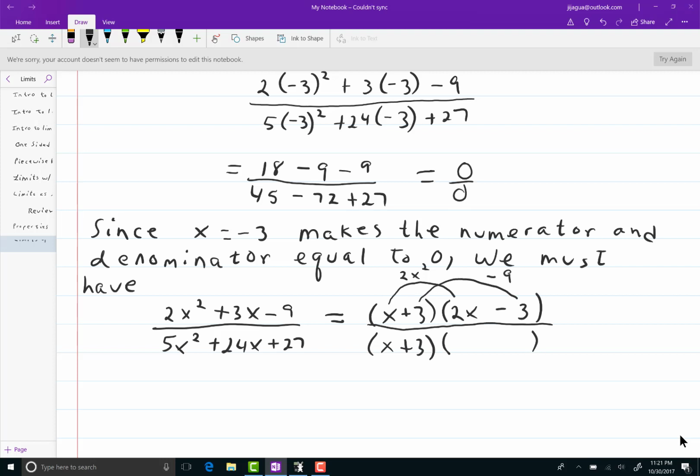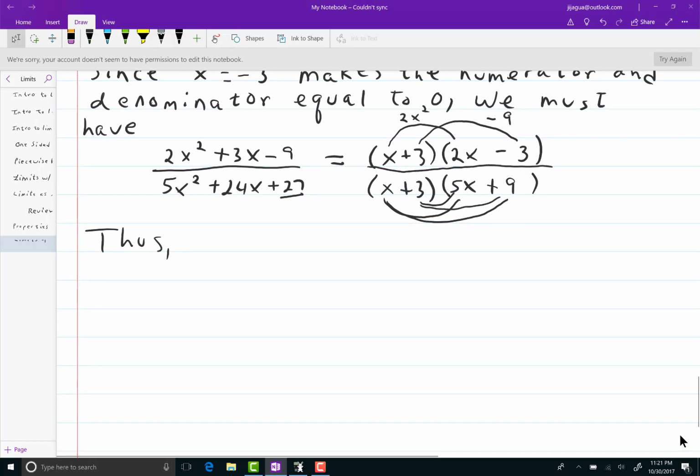I get 2x minus 3 for the other factor in the numerator because I know that 3 times something had to equal the -9. Same thing in the denominator. I know that the pieces have to be 5x for part of it, and the other part, since I have to end up with plus 27, the other piece must be plus 9. So do a little FOIL just to make sure that everything works out if you need to. But knowing that -3 is a 0 was a big deal. That made the factoring almost trivial. So what are we going to do? We're going to cancel out the x plus 3's.